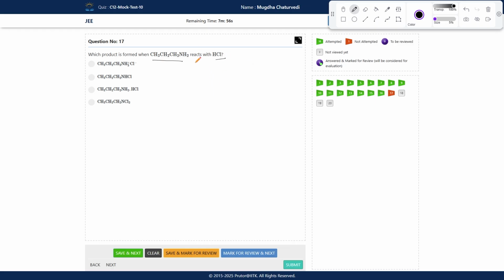In this question we will see that this acts like a base. When it reacts with HCl, it will donate its lone pair and you will get CH3CH2CH2NH3+ Cl−. So we get N-propyl ammonium chloride. So the right answer for question number 17 will be A1, that is N-propyl ammonium chloride.